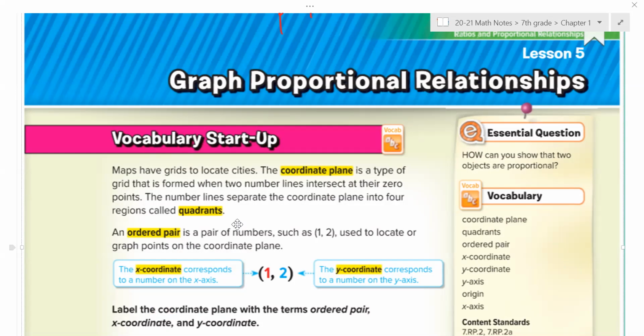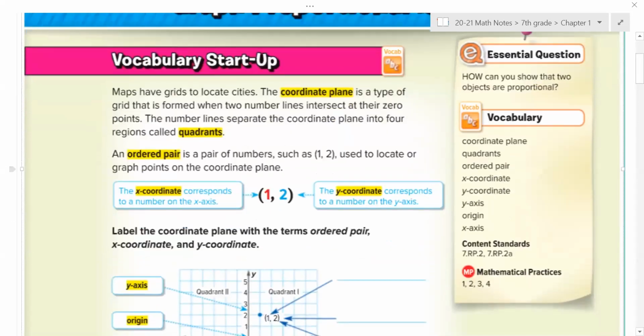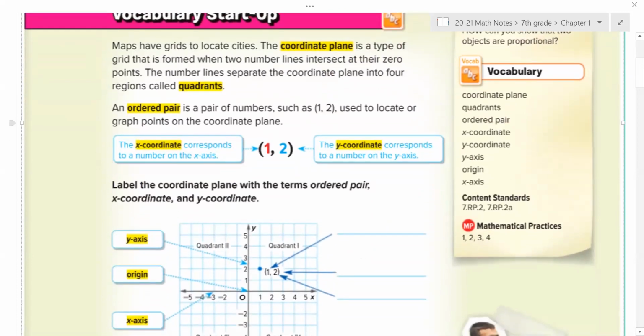Okay. Graph proportional relationships. Maps have grids to locate cities. The coordinate plane is a type of grid that is formed when 2 linear lines intersect at their 0 points. The number lines separate the coordinate plane into 4 regions called quadrants. So like if you think of a 4-wheeler, that's also called a quad because there's 4, or quadruple, or any other prefixes like that.